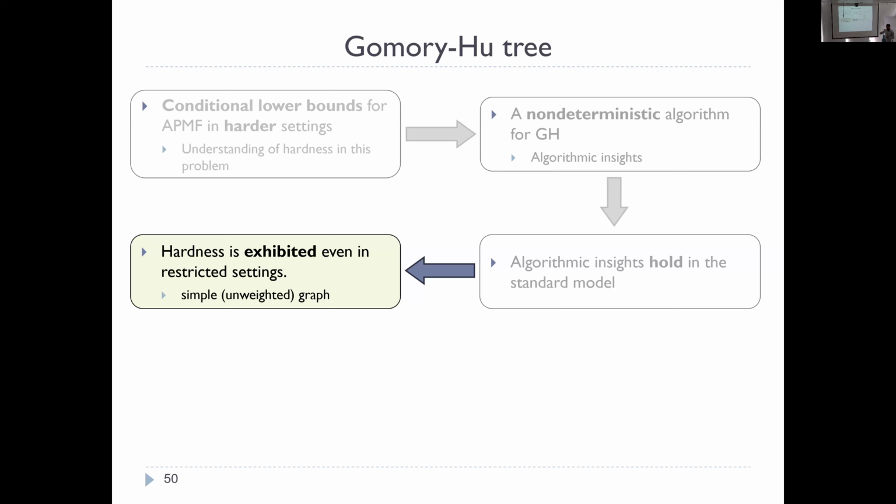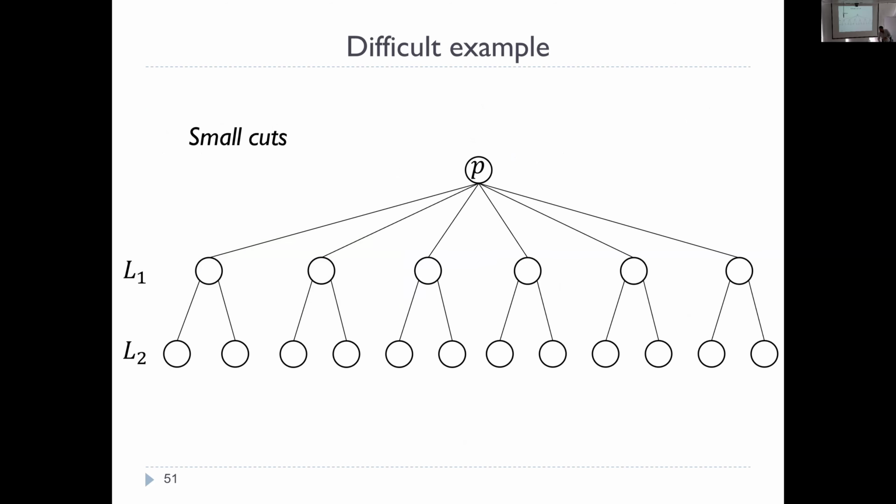Right. So given that insight, we were able to zero in on a difficult example, which you can see here. Now, what does it mean that it's a difficult example? So this is the Gomory-Hu tree. Even if you're guaranteed that for your graph, the Gomory-Hu tree looks like this, right? You're given a guarantee.